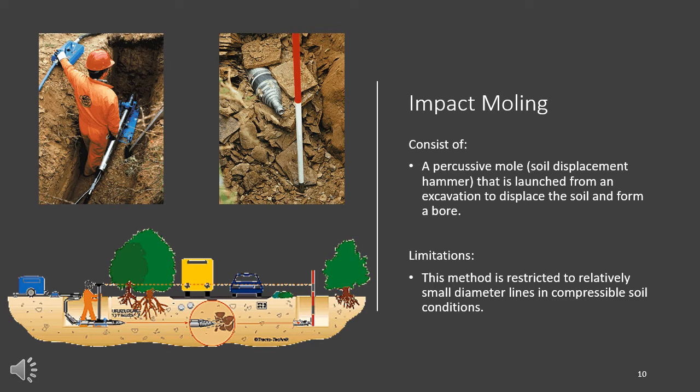Impact molding consists of a pneumatically driven machine, known as a mold, which forces its way through the soil along the desired path of the pipe. The mold is a steel cylinder about 60 centimeters long and 6 centimeters in diameter. It works as a pneumatic cylinder with post-compressed air, causing the head of the mold to repeatedly hammer against the soil in front of the mold.